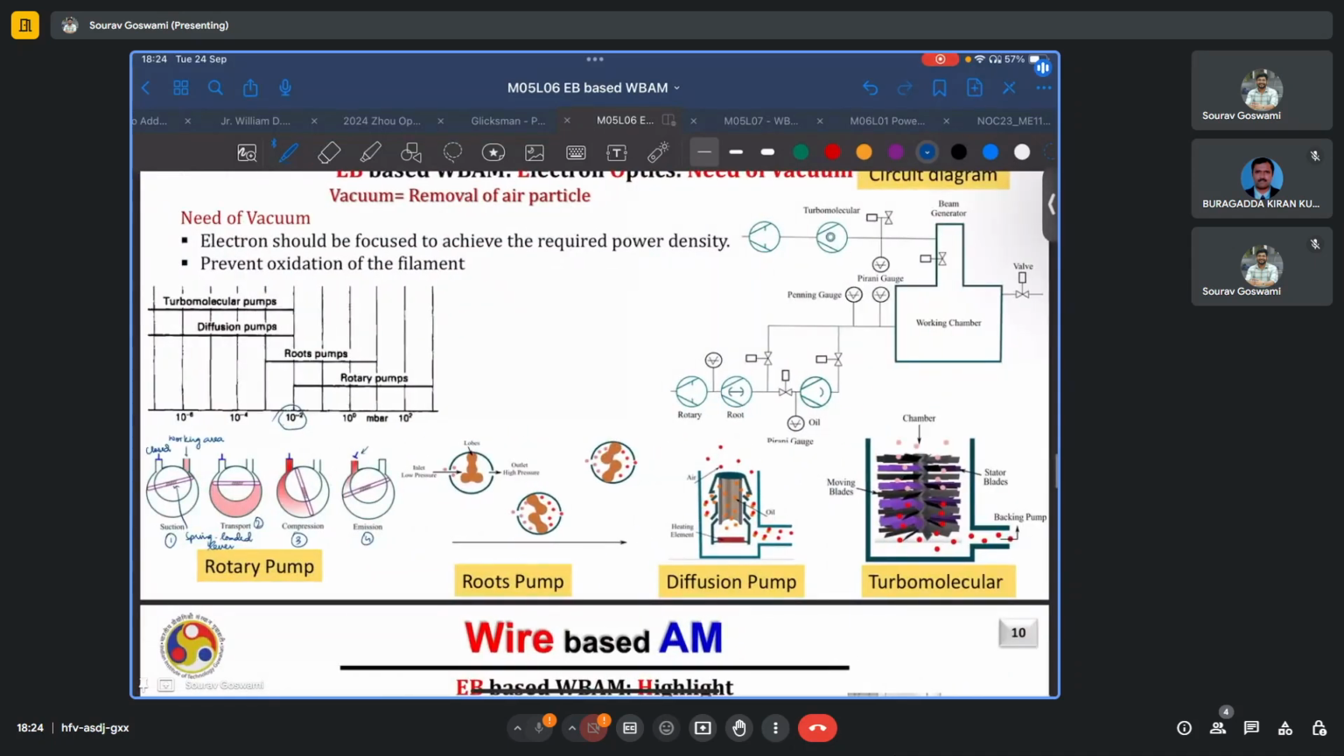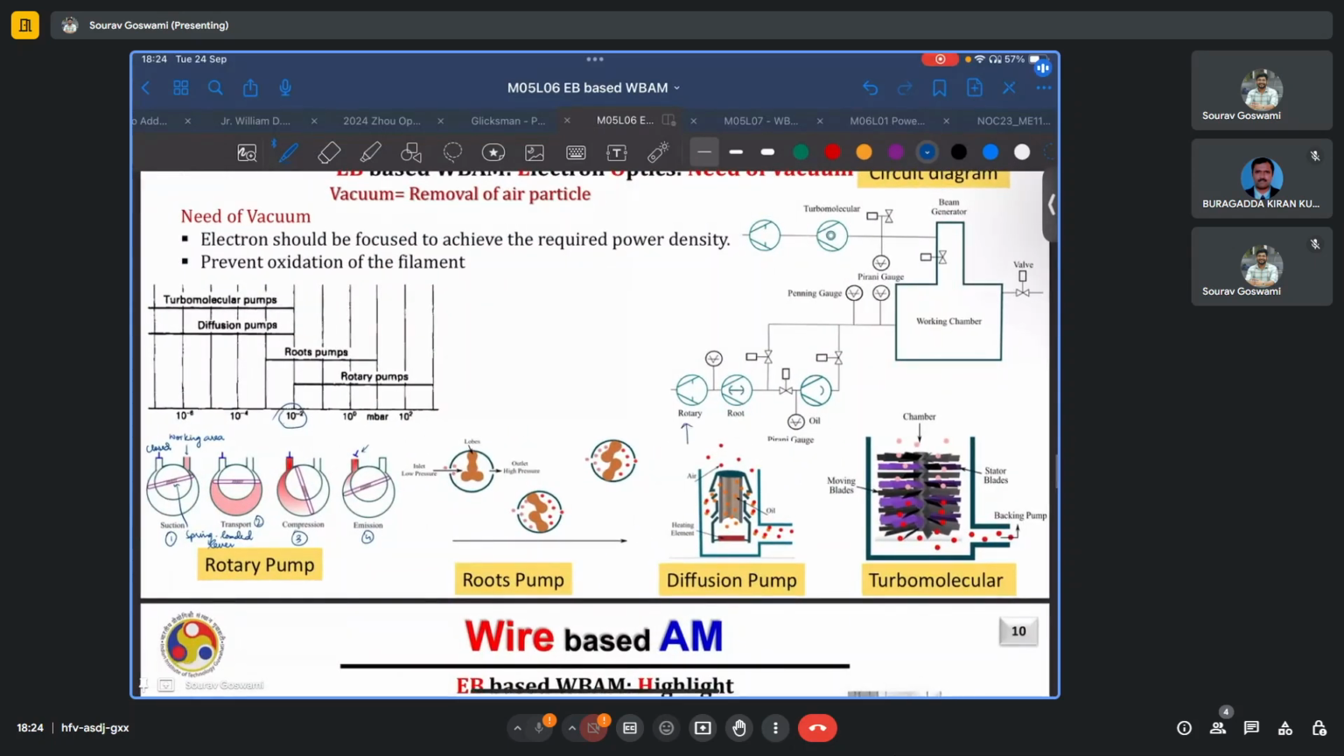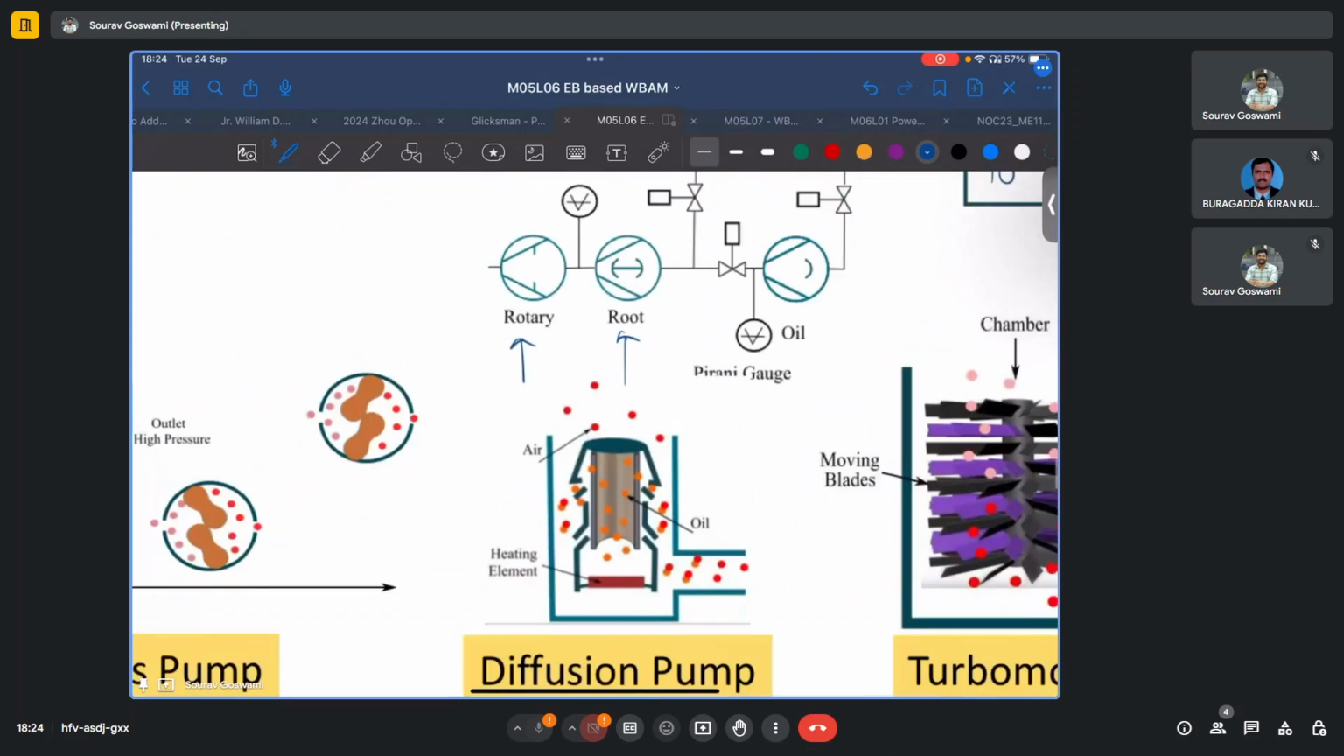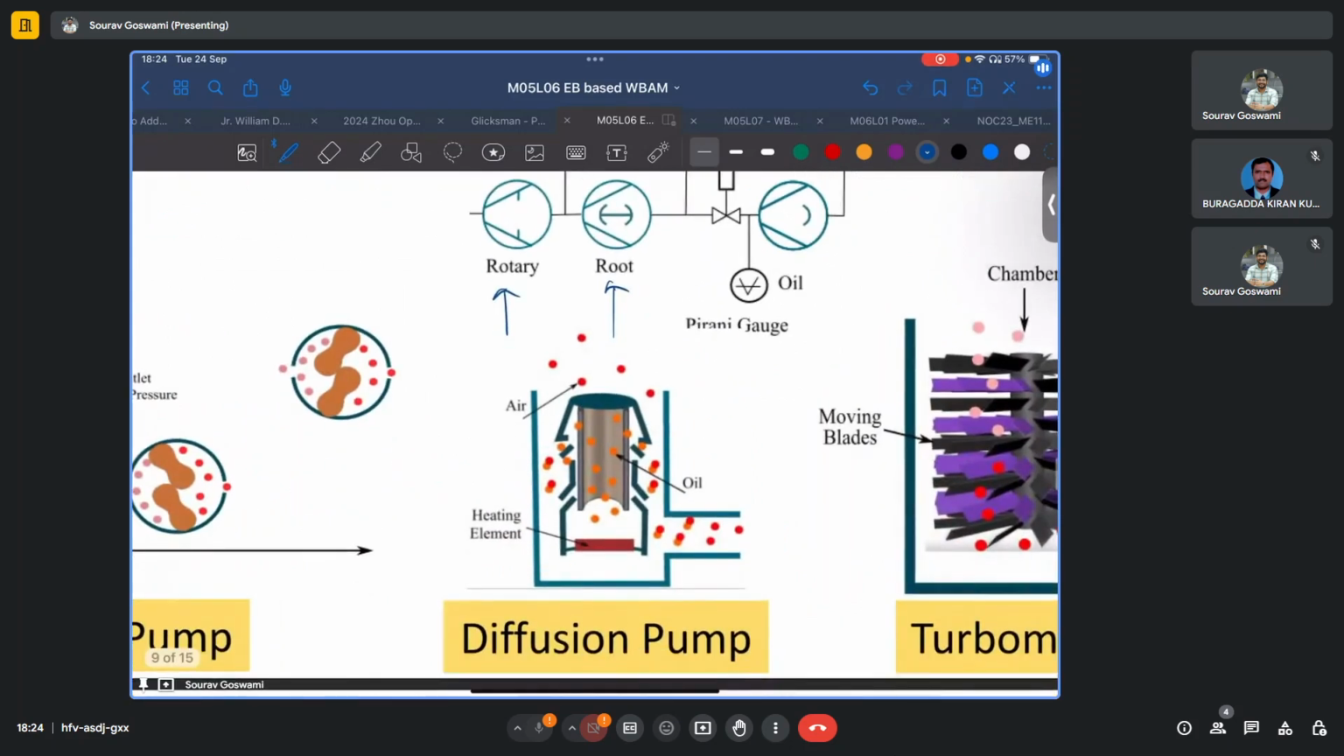We see that the rotary and the root pump are connected to the working chamber, where the requirement for vacuum is of the order of 10 to the power minus 5 millibar. Also connected in series is this diffusion pump. How the diffusion pump functions is that there is some oil, which in technical terms is just called DP oil, that is diffusion pump oil, and there's a heating element.